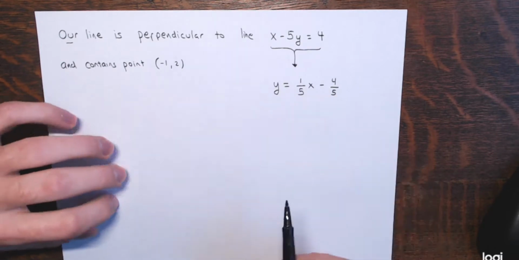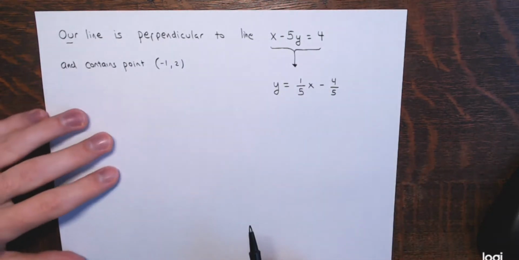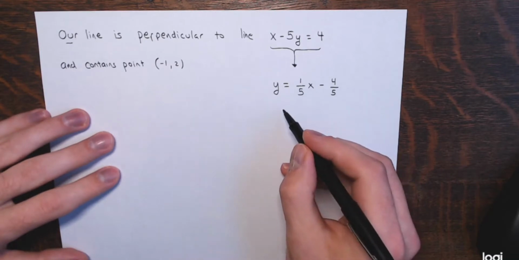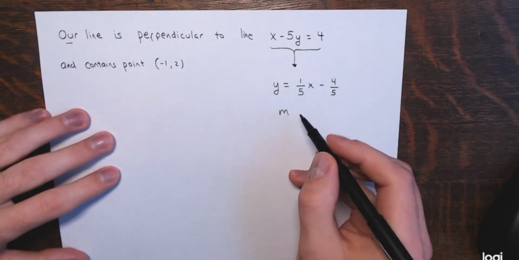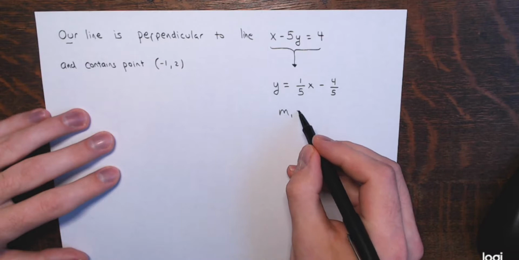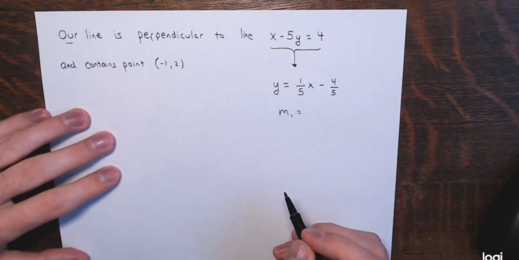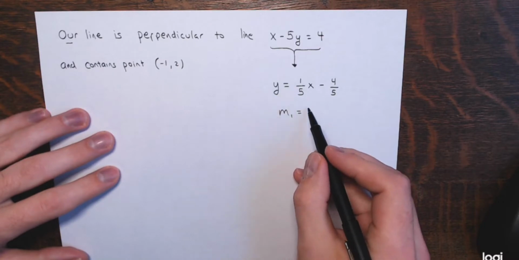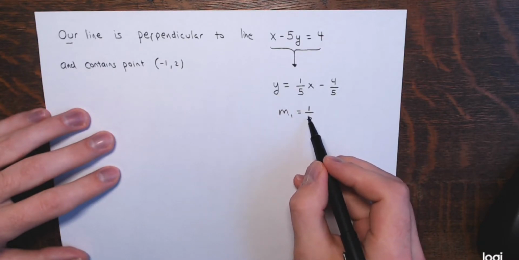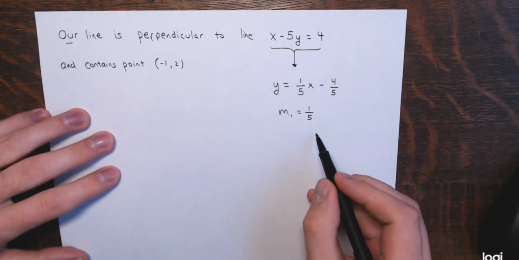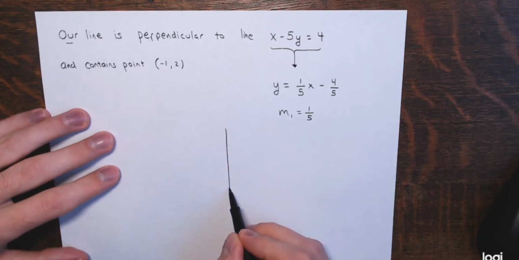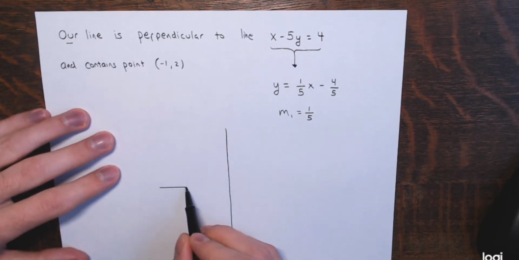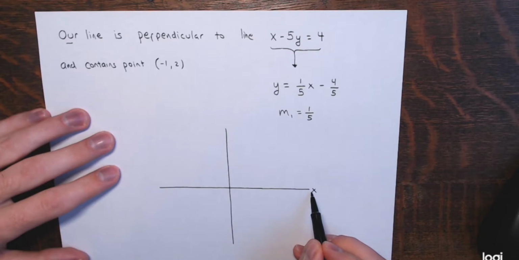Right. So this line has a slope, and I'll call this m1 because there are going to be 2 lines here. I'll call this the slope of the first line. This line has a slope of positive 1/5. Right, if you were to graph it, and I'll go to the Desmos calculator in a second, but first I'll make a rough hand drawing.